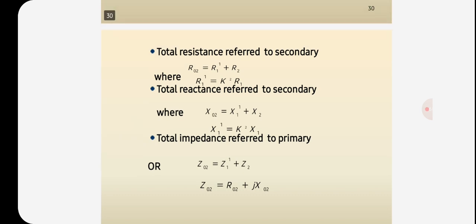So in this, to transfer the transformer primary leakage reactance to the secondary side, multiply it with K square, that is, X1 dash is equal to K square X1. To transfer secondary leakage reactance to the primary side, divide it by K square, so X2 dash is equal to X2 by K square. So this is the leakage reactance in primary and secondary.